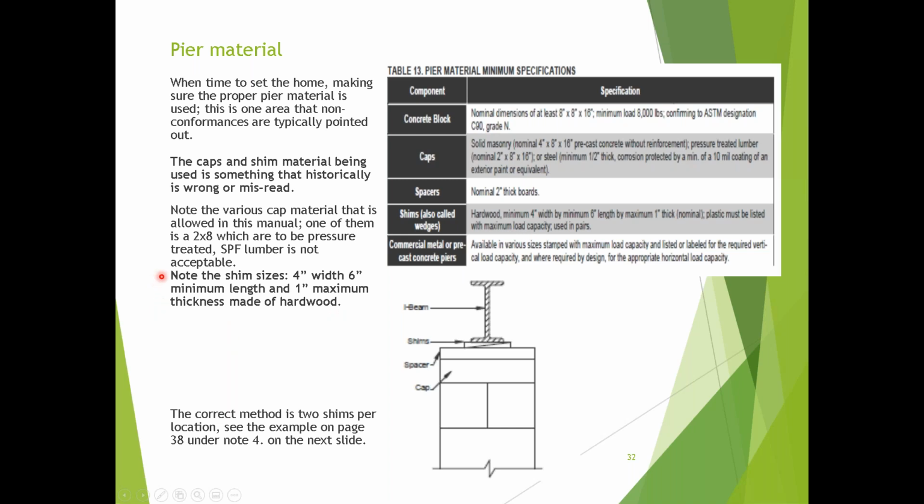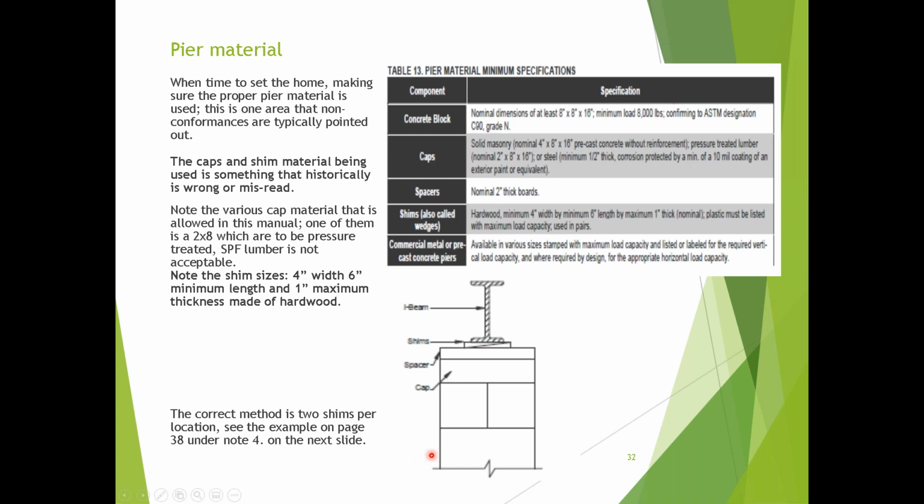Adventures requires a 4-inch wide shim by 6 inches in length by 1 inch maximum and made of hardwood. And they also require 2 shims at every location. You can see right here they're pushed. One goes in from one side, one goes in from the other. And as long as that's less than an inch, that's acceptable, an inch or less.